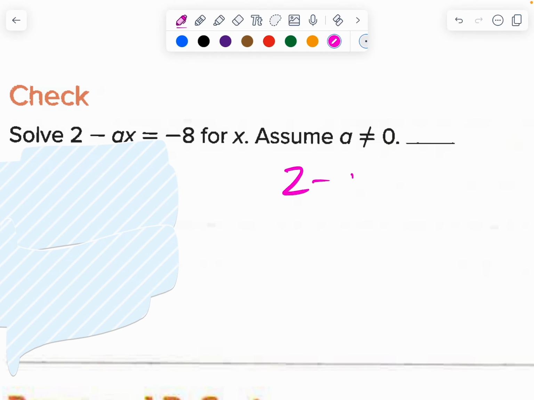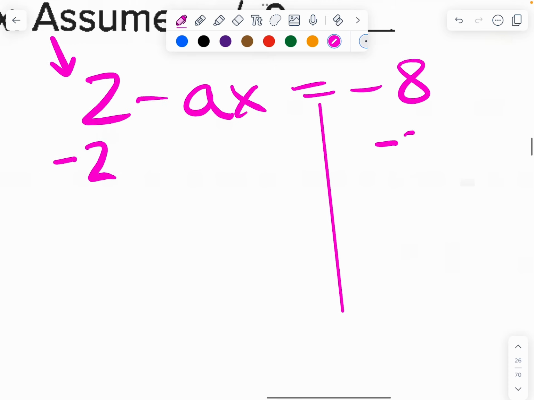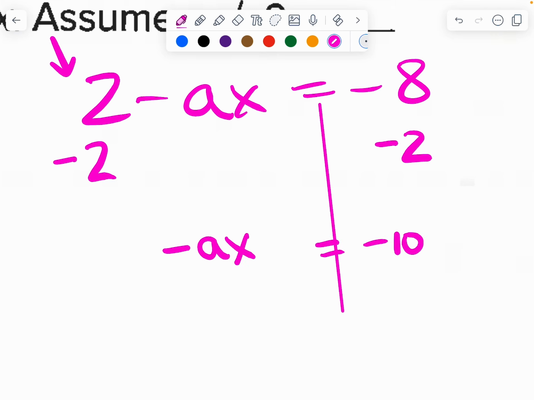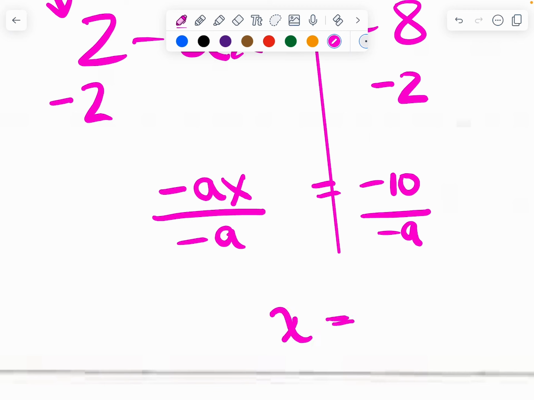Okay, here we go. So I have 2 minus ax equals negative 8. If I look at this, what's the opposite of 2? Subtracting 2. I'm left with negative ax equals negative 10. I want x by itself, so I'm going to divide by negative a, I apologize. So I get x equals 10 over a.